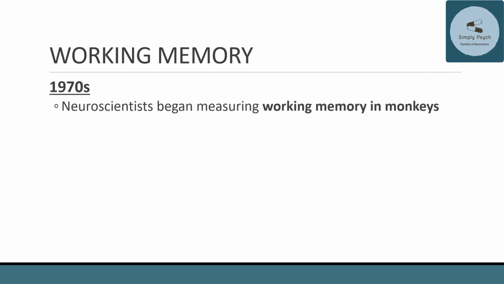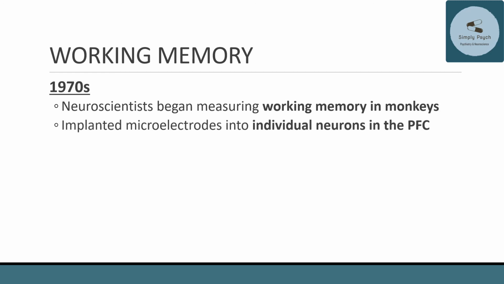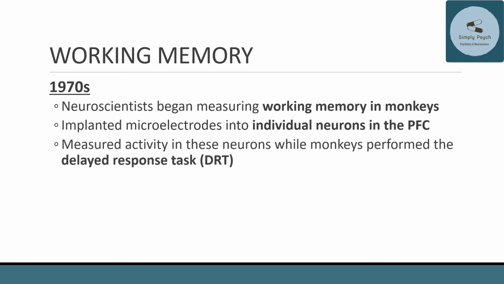So in the 1970s, neuroscientists began measuring working memory in monkeys. They actually would implant microelectrodes into individual neurons in the prefrontal cortex. And then they measured activity in these neurons while monkeys were performing what we call a delayed response task.